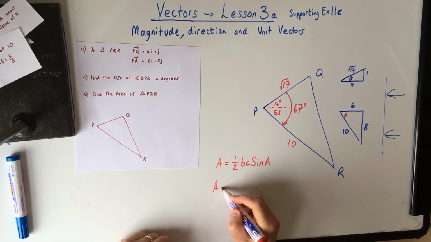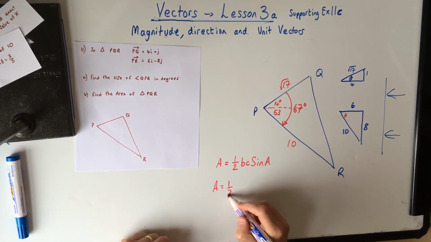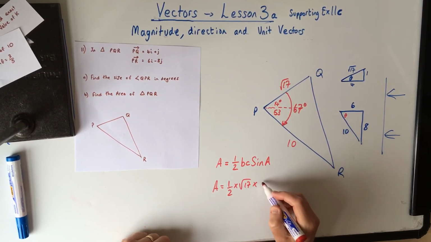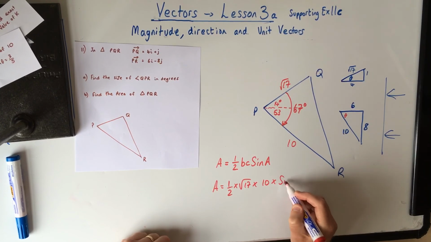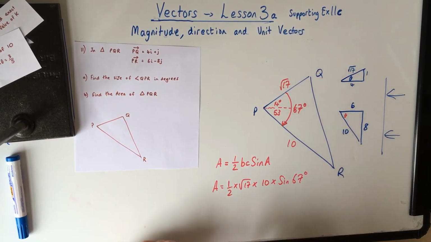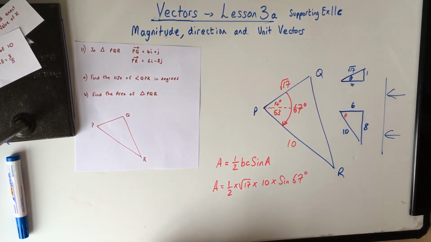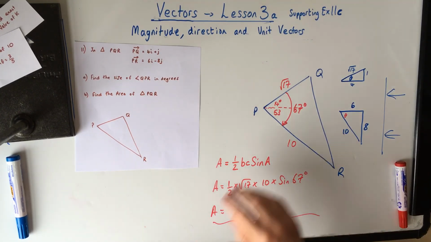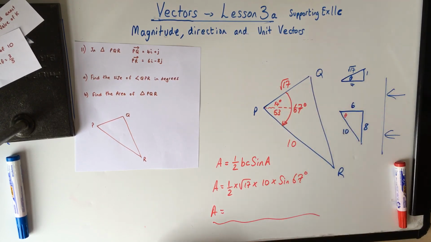So the area of this is a half times the square root of 17 times 10 times the sine of, in this case, 67 degrees. 67.1 actually, it sort of works out. So whatever that gives you, and I haven't worked that out, that would give you the area of this triangle, and that's how you do the maths. So it's just a little bit of question 10 in there as well.